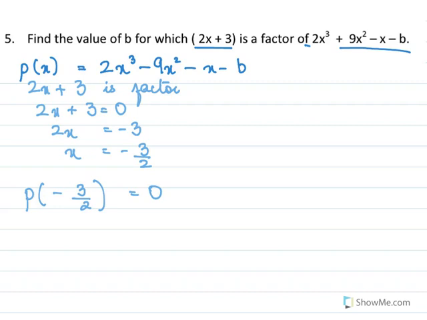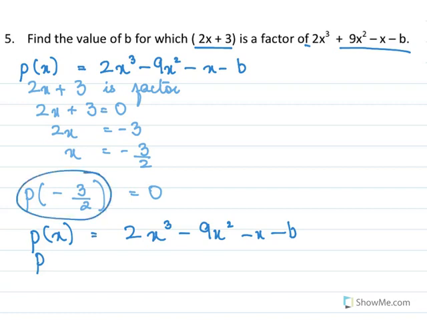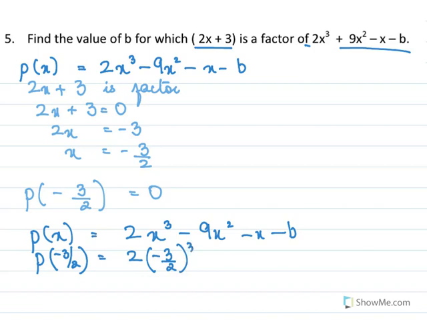So let's go ahead and find this. So again, p of x we know is 2x cubed minus 9x square minus x minus b. So we're going to find p of minus 3 by 2. So 2 times minus 3 by 2, wherever there is x, I put minus 3 by 2. Here there is x square, so it is minus 3 by 2 whole square. Minus x, minus 3 by 2. Minus b, and this will be equal to 0 because it is a factor.